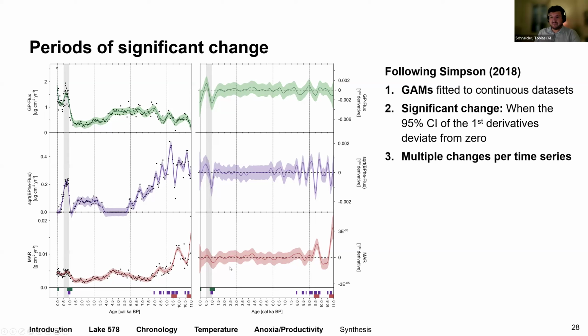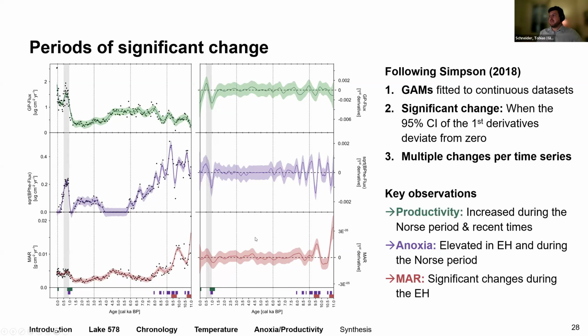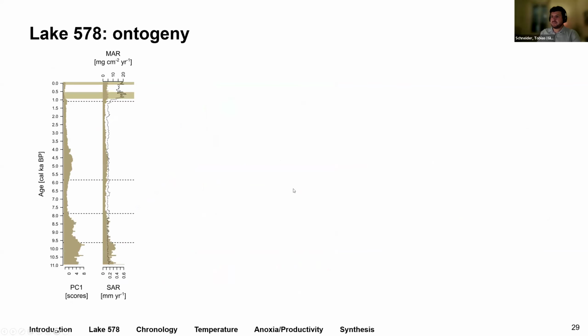And so per time series, we found multiple changes. For example, productivity, I found particularly here around the Norse period, which is highlighted by this gray bar. And in the recent time, we found significant changes so that we have more compared to the natural background. And for anoxia, we have several phases in the early Holocene and also one around the Norse period. And for mass accumulation rate, we mostly see that in the early Holocene.